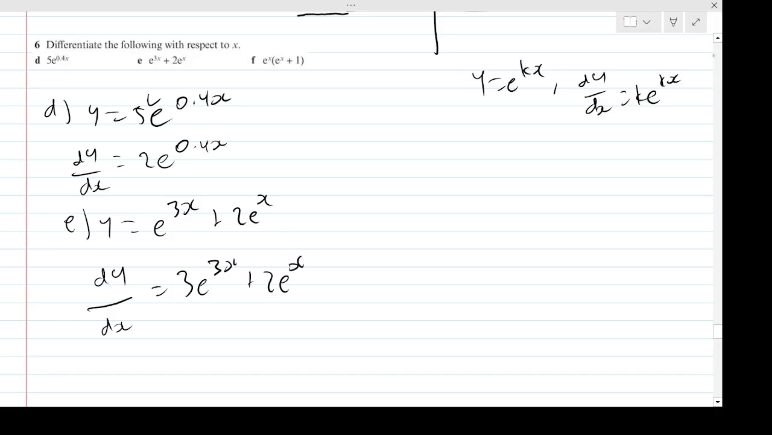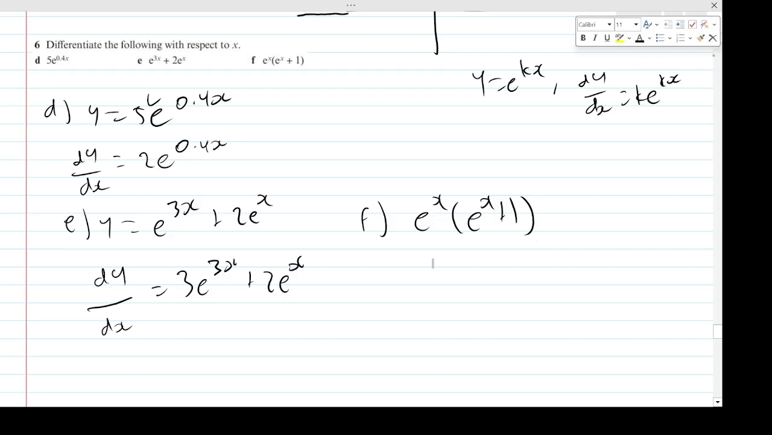Okay, then part F, we have e to the x times e to the x as 1. Now, I actually can't differentiate that the way it is. Like with our power laws, when we use the power rule to differentiate expressions like x cubed and x to the 5, I need to expand the bracket so I can differentiate it. Okay. Well, firstly, that will go to e to the x times e to the x, right?